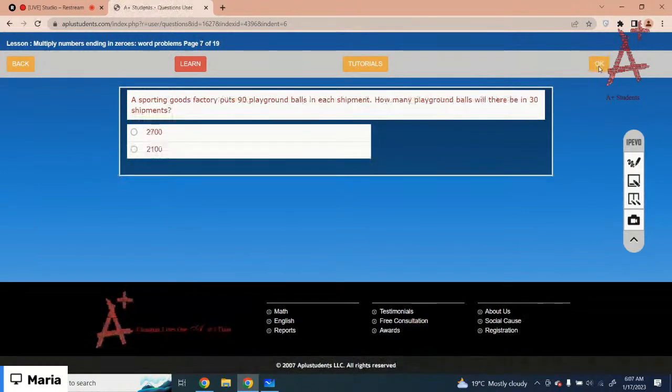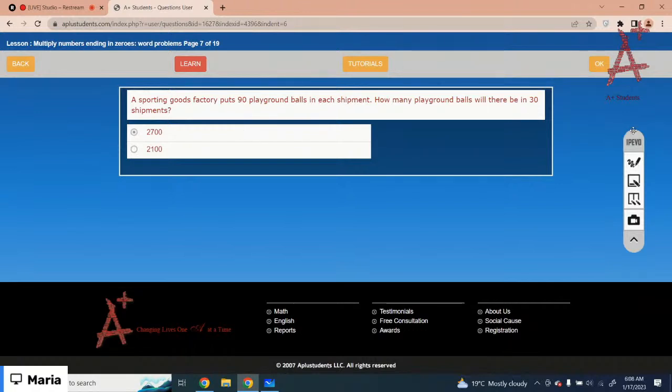That is 18,000. Okay, a sporting goods factory puts 90 playground balls in each shipment. How many playground balls will there be in 30 shipments? So you have to do 90 times 30. So 9 times 3 is 27. Got it? Add the two zeros, so it would be 2700. Got it? Yes, very good.